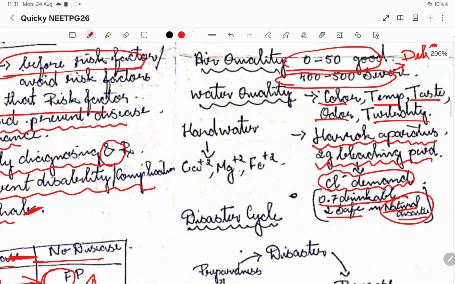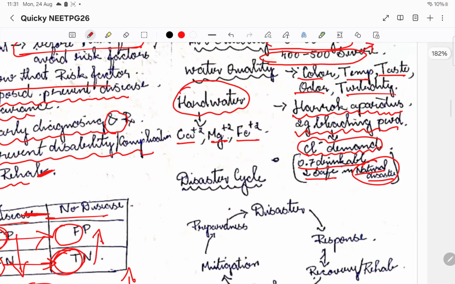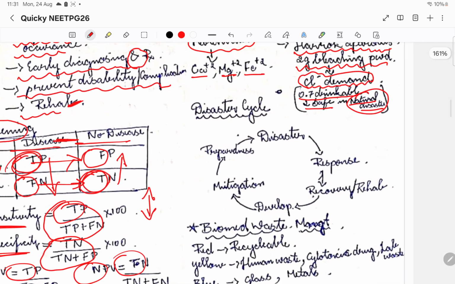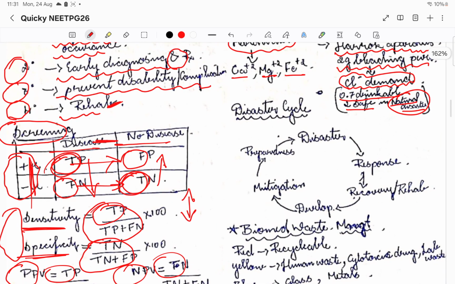Then coming to hard water, the components that will be there in hard water are calcium, magnesium, and iron. Please remember this, ferrous. Then coming to the disaster cycle, they have been asking this cycle hundreds of times, to arrange this cycle. First thing is, a disaster happens, for example a tsunami or an earthquake.